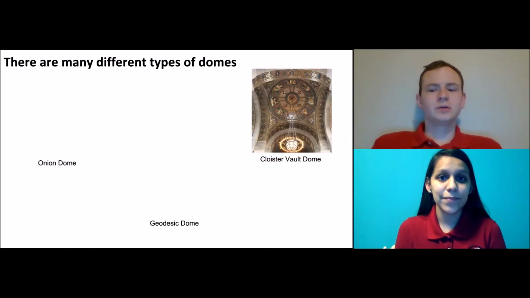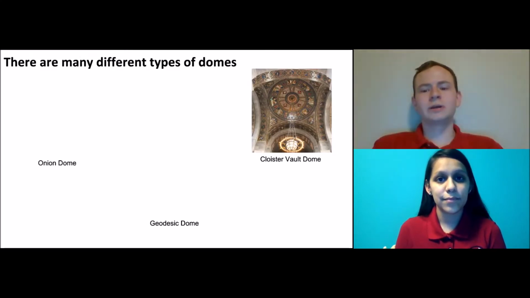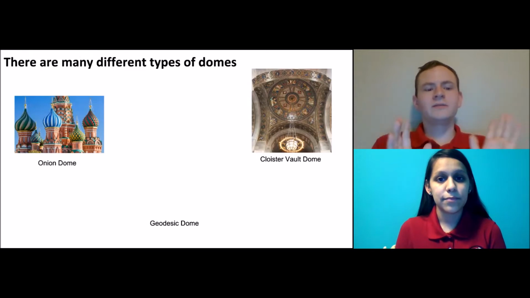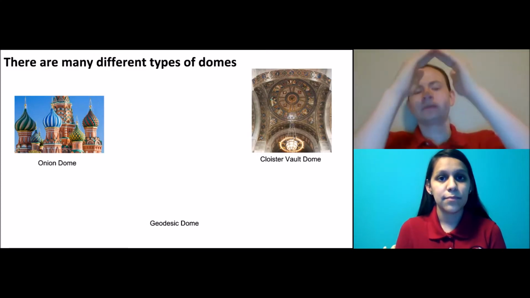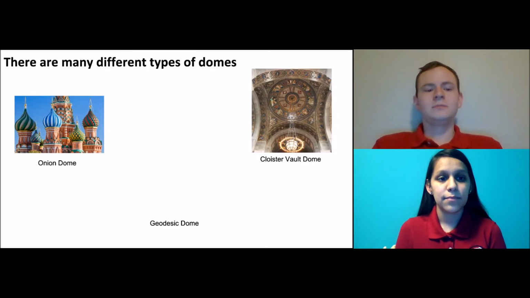There are many different types of domes. On the right, you can see the cloister vault dome, and this dome is a type of dome that comes up on stilts and then all comes to the center to create a dome-like shape. And they can be found in many different cathedrals and famous churches. The onion dome is a dome that looks like an onion, if any of you guys have seen that. And this is a dome that comes up and then goes out a little bit and then comes back to a point. And these domes are found in many different architectures as seen here.